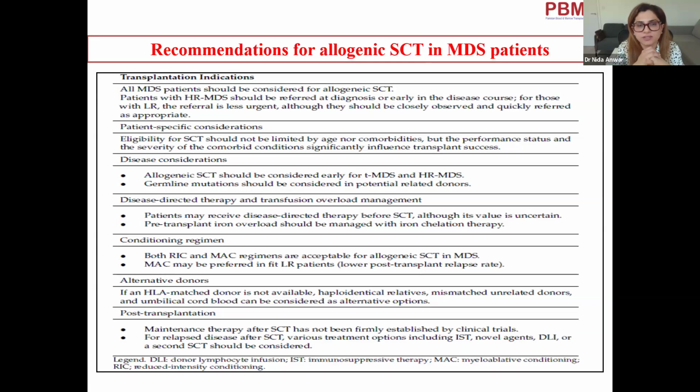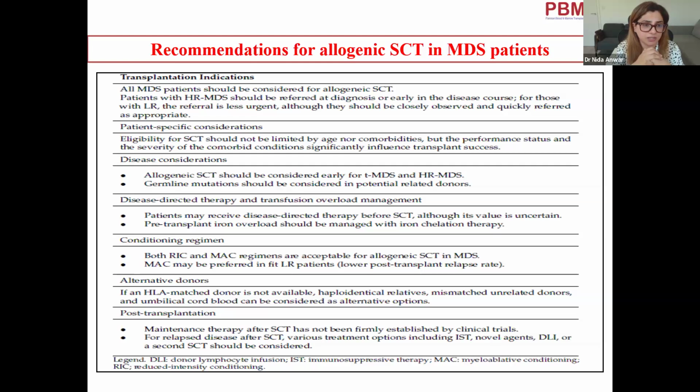So as we've just discussed, allogeneic stem cell transplant is potentially the only curative treatment in MDS. Therefore, all MDS patients should be considered for allogeneic stem cell transplant. The patient of high risk should be referred at diagnosis, as early as possible in the disease course. And for those with low risk, the referral may be less urgent. However, they should be closely observed and quickly referred whenever appropriate.